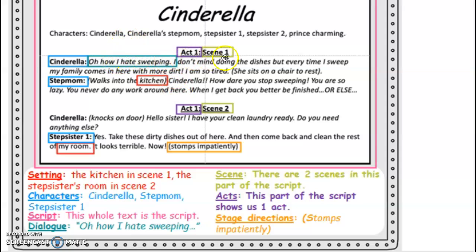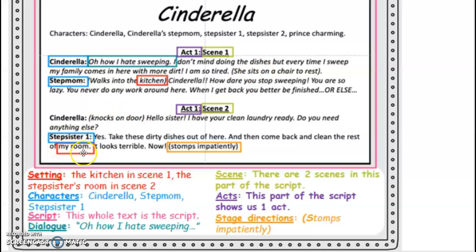Dialogue is everything that is said by the characters. Our scenes, acts and scenes. And then our stage direction. We have one here, and one here.